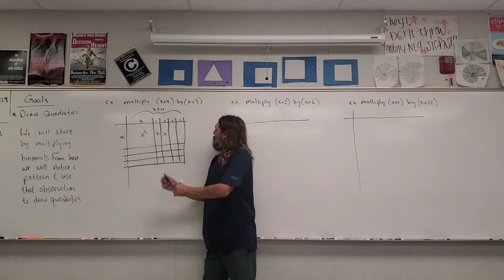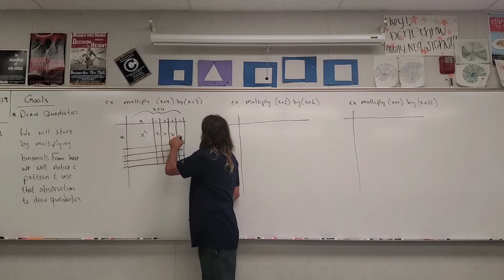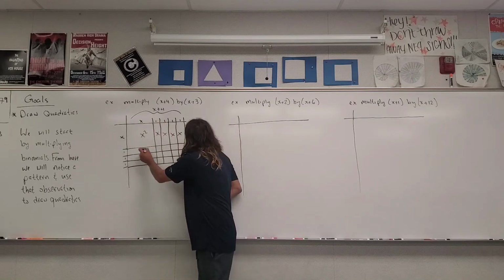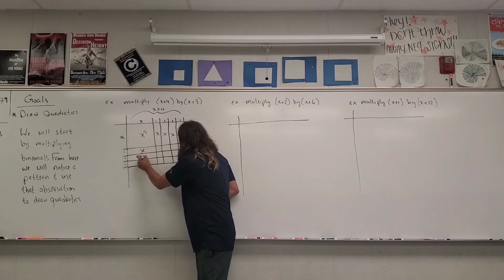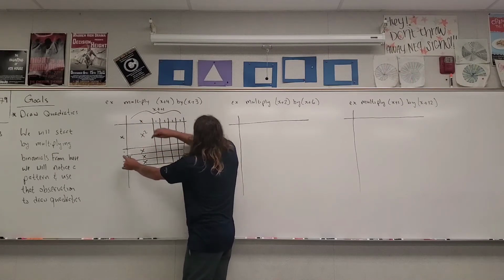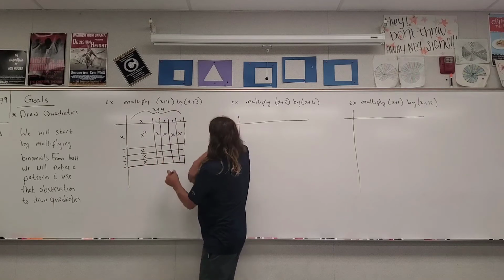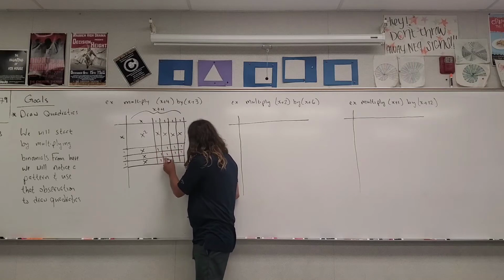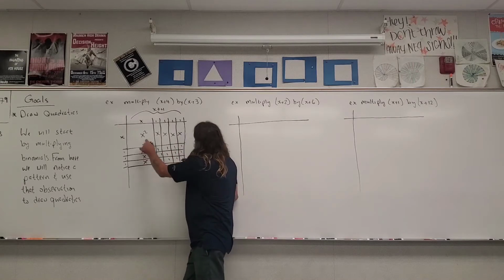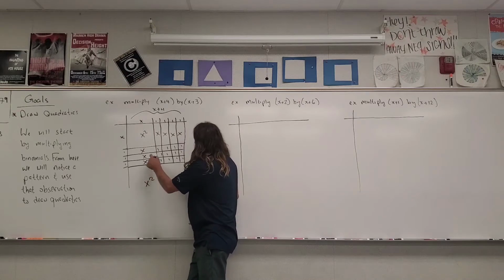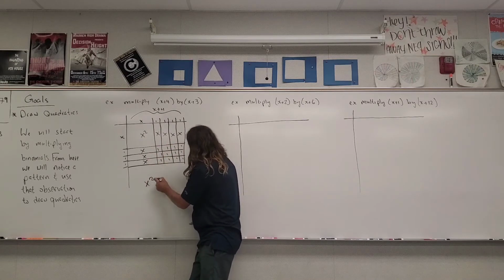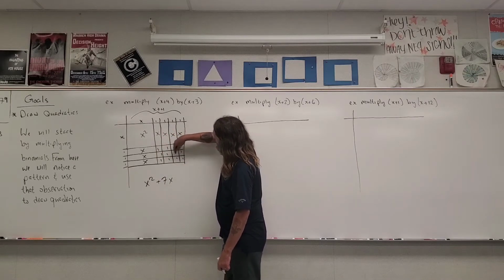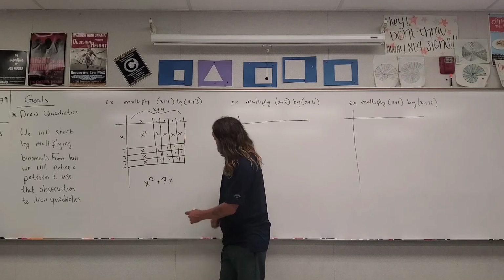I have an x and another 1, that gives me an x. I have an x and another 1, that gives me x. I have a 1 and an x, that gives me x. A 1 and an x, that gets me x, a 1 and an x, that gets me x, and I have a bunch of 1 times 1s. So I'm just going to fill this in. So here I now have 1 x squared, 7 x's, and 12 little ones.